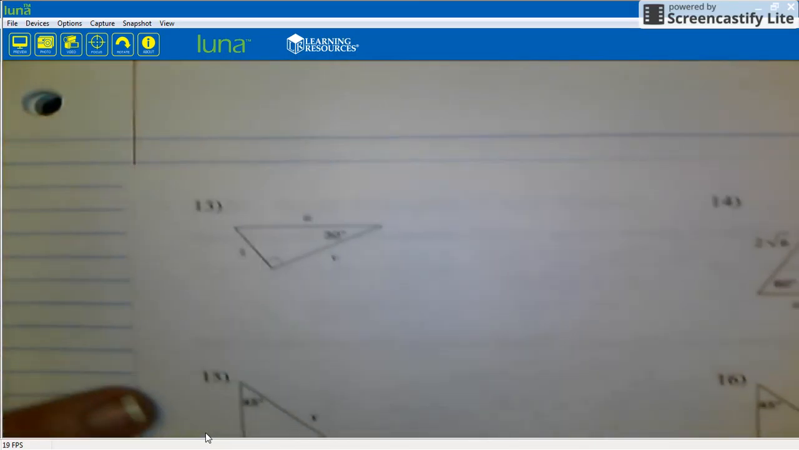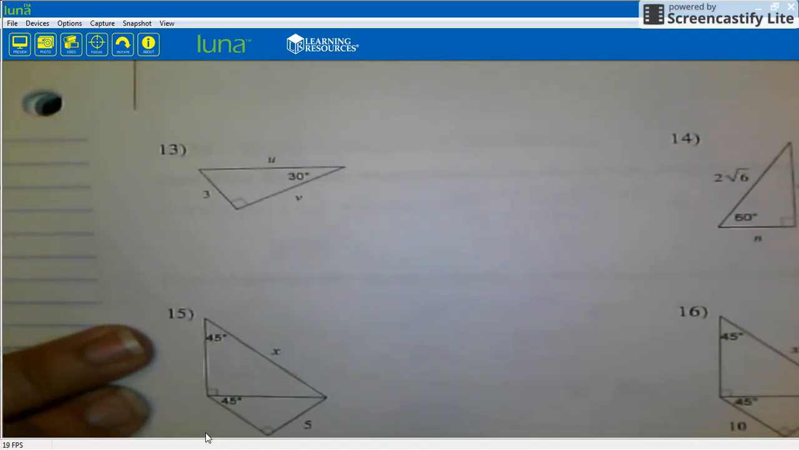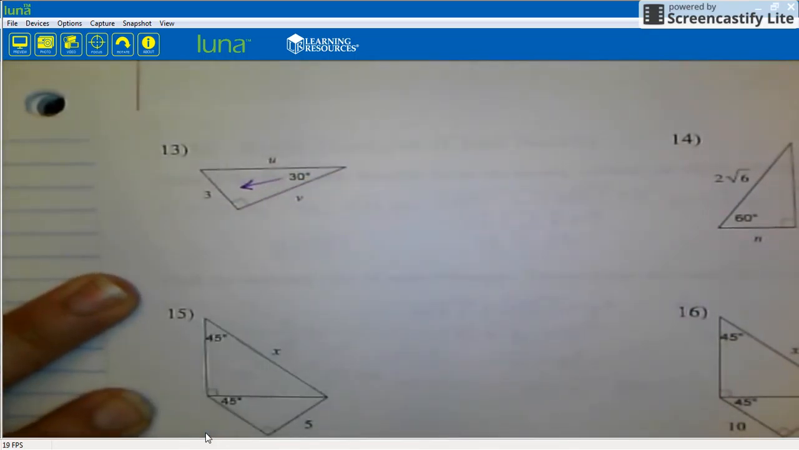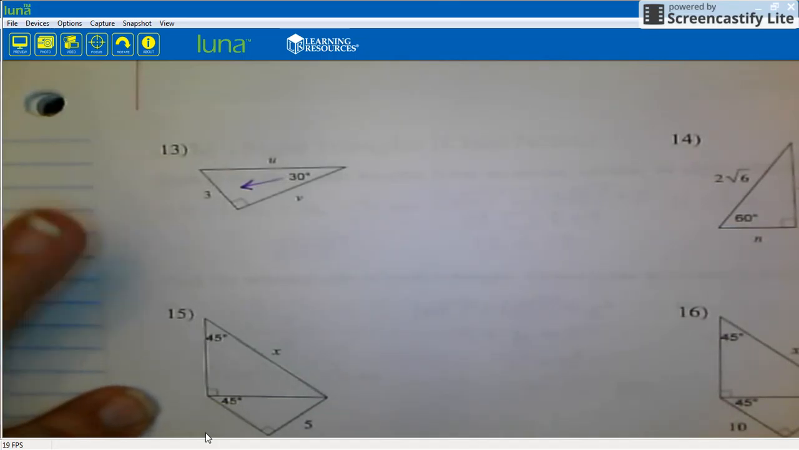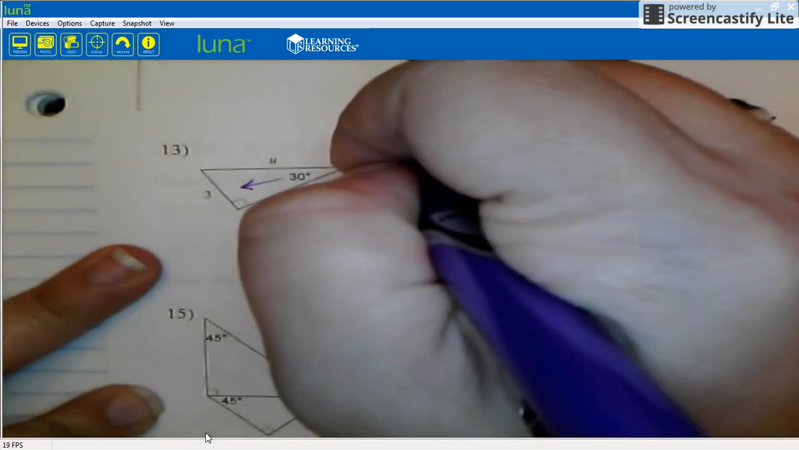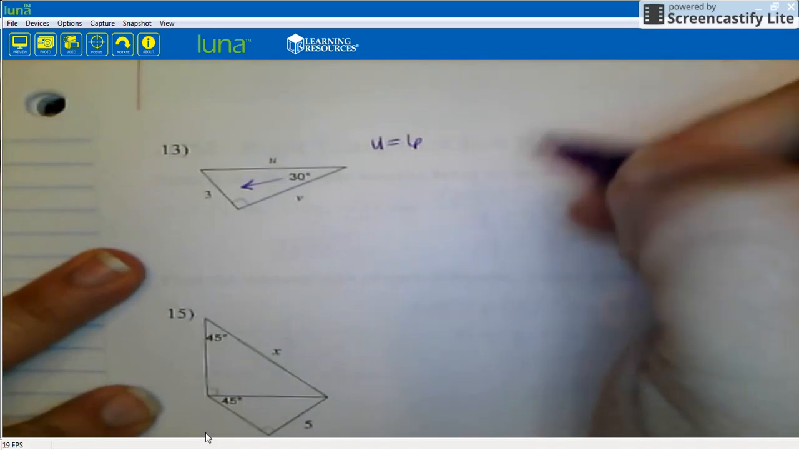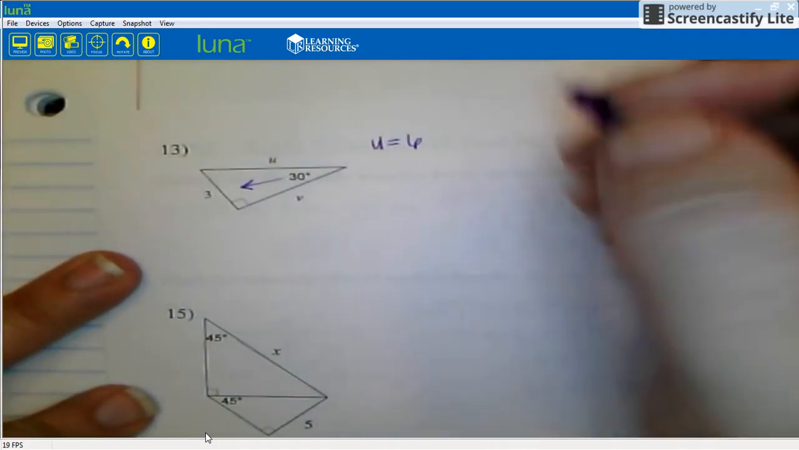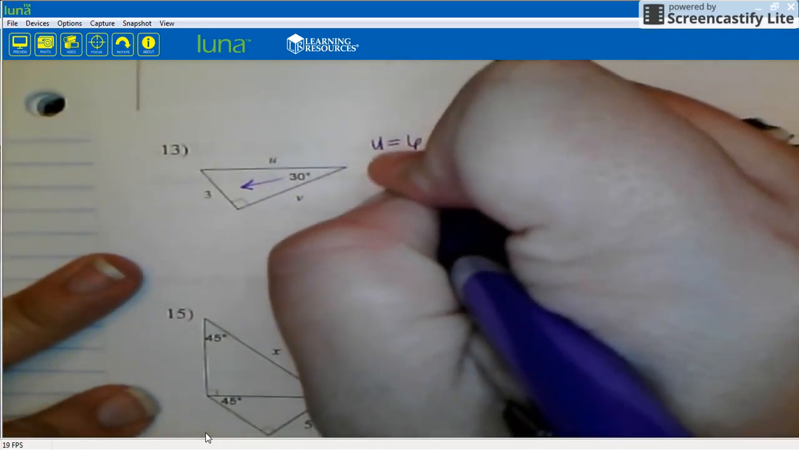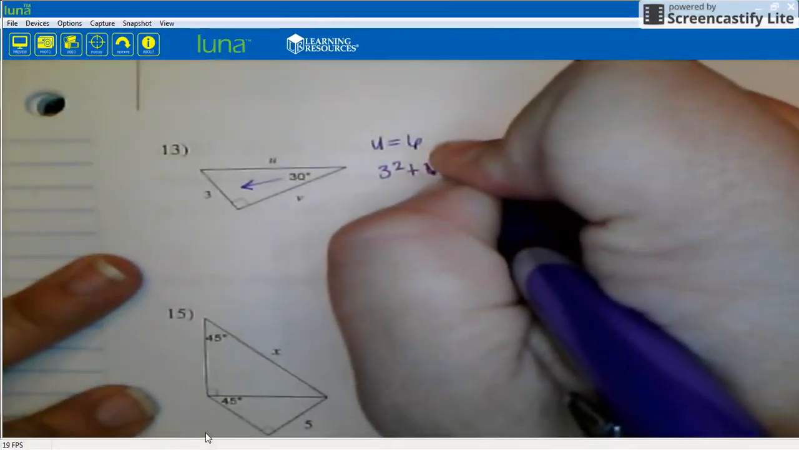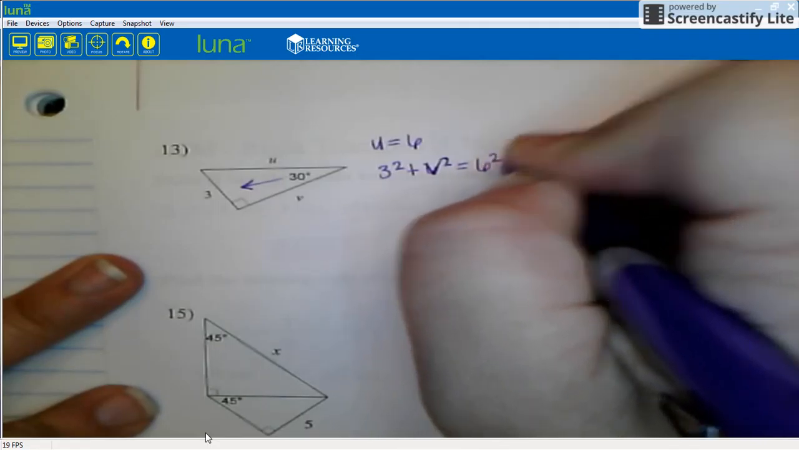If you take a look at number 13, it's another special right triangle. So in this case, we have the side opposite the 30 degrees, which makes it the short leg. And so I know that u is equal to 2 times that short leg, which makes it 6. And again, if you don't remember the rules for your special rights, then you can say 3 squared plus v squared has to equal 6 squared.